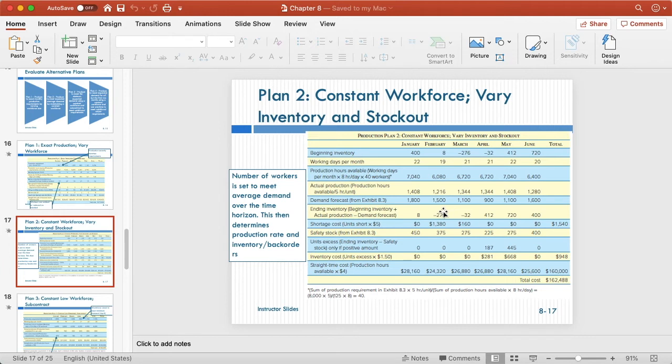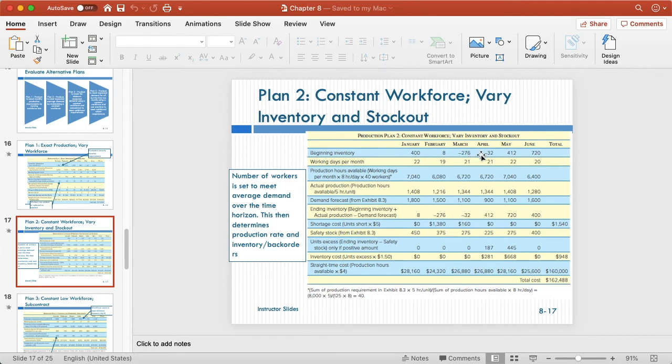it. And since you don't have this amount, you will incur the shortage cost, or you can call it back order cost. For every unit short, it actually costs $5. That's why in total it's 1,380. Since this is a dollar amount, you don't use the negative number, it's the positive one. And the safety stock for February is 375, but since right now you don't even have inventory, you still have the back order situation. That's why this is obviously zero. And for straight time cost, just use this production hours available times 4 to get this straight time cost.